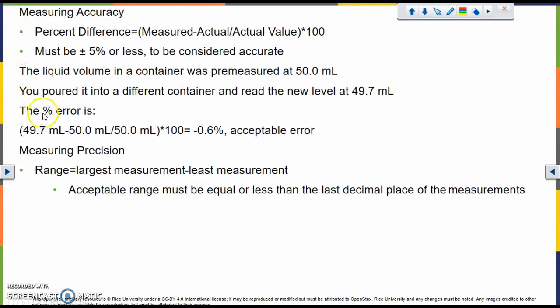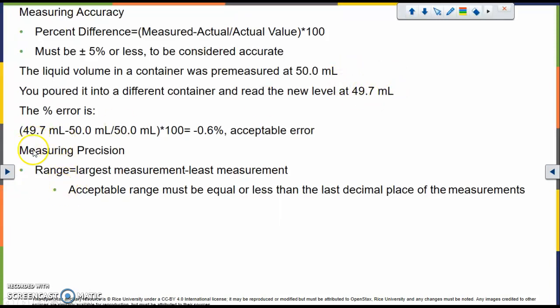And the way that you do the percent error is you take your measurement minus the actual value divided by the actual value. So you use the actual value twice, and you multiply it by 100. And it just so happens that in this case, the percent error is negative 0.6%. Okay. So again, since this is less than 5%, you are within the range and this is an acceptable measurement. So this is a very, very important concept.